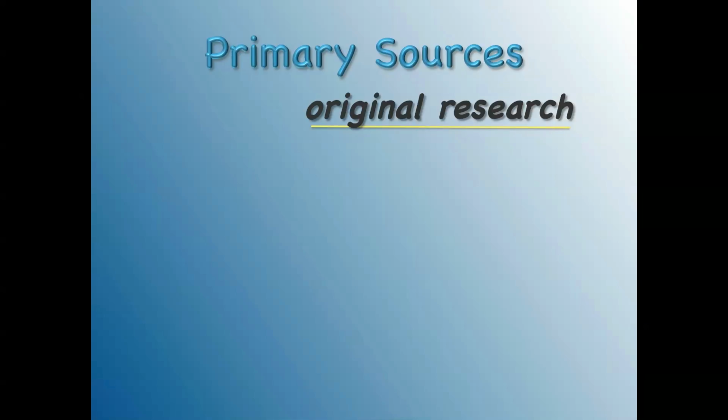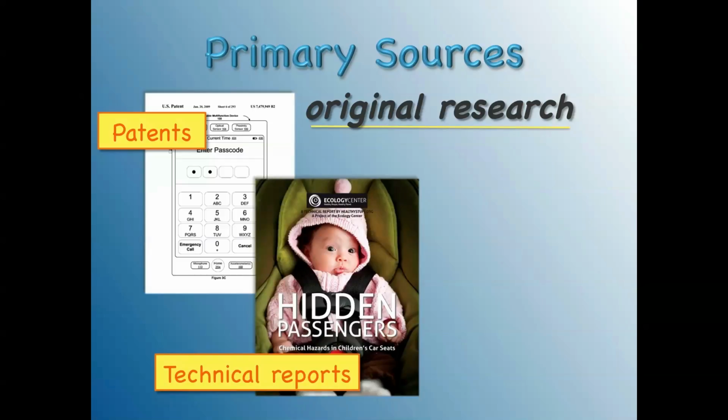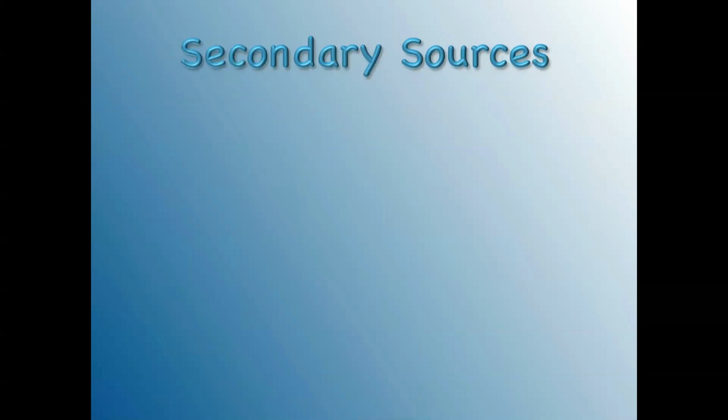A primary source reports on a scientist's original research. Types of primary literature include, but are not limited to, patents, like this one for the iPhone, technical reports. This report from the Ecology Center, a nonprofit organization, provides information about the hazardous chemicals found in child car seats. And research articles. Here's a research article on stress incurred by songbirds during migration.